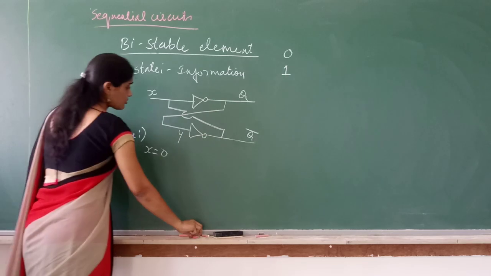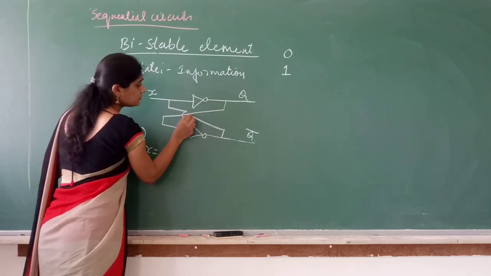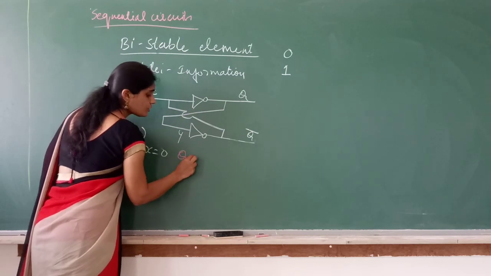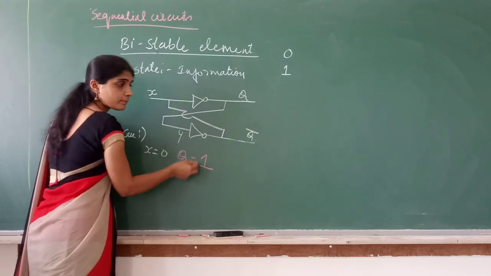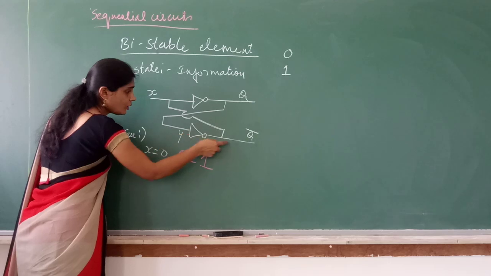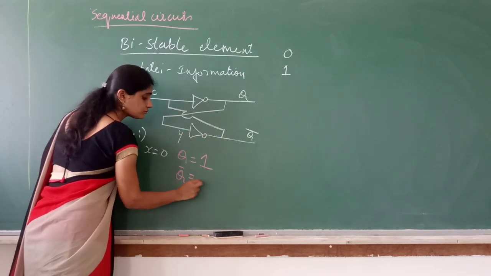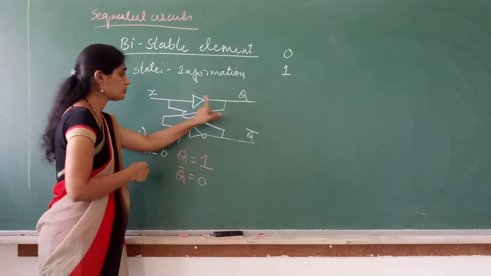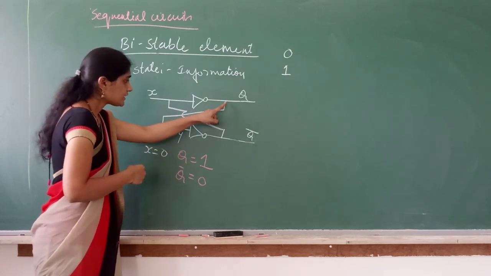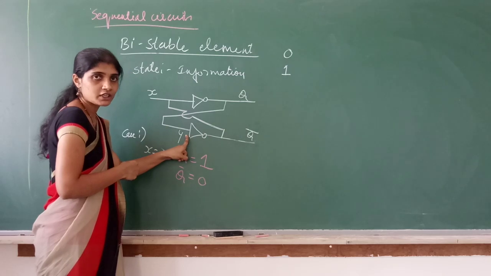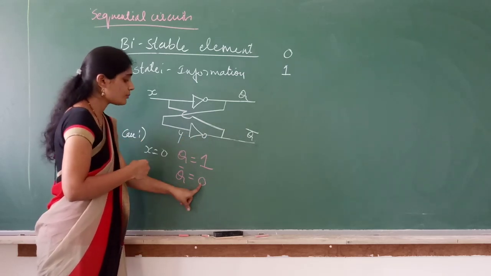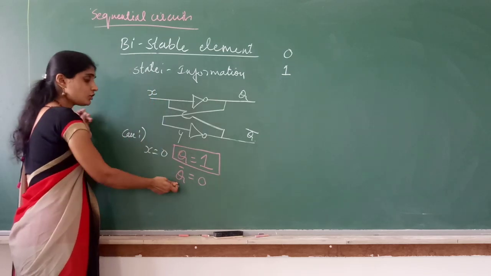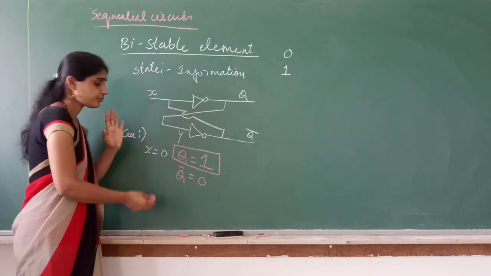Consider X as 0. If X is equal to 0, what is Q? This is a NOT gate, right? So, if X is 0, Q is equal to 1. If Q is equal to 1, what is Q bar? 0, obviously. Very simple. That Q is nothing but the input for the second NOT gate. So, if this is 1, what is Q bar? 0. So, the state of the flip-flop is 1. Q bar is just the complement of Q.